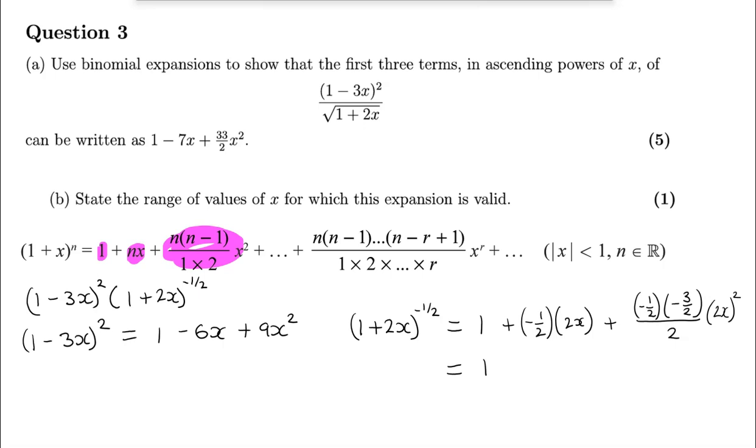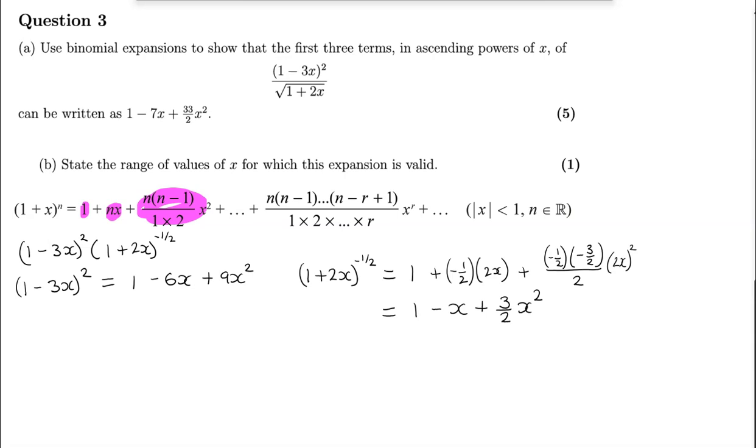So just simplifying this, we've got 1 plus minus a half times 2x, that's just minus x. And then you've got minus a half times minus 3 over 2 divided by 2 times by that 2x in the bracket squared. When you calculate that all out, you get 3 over 2x squared.